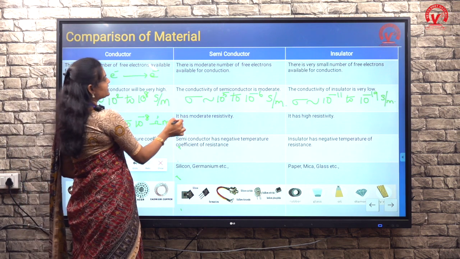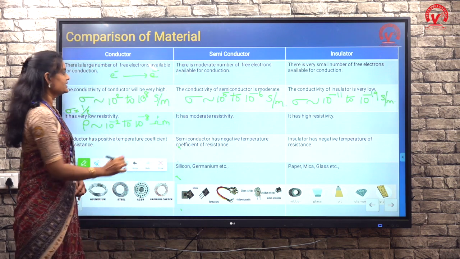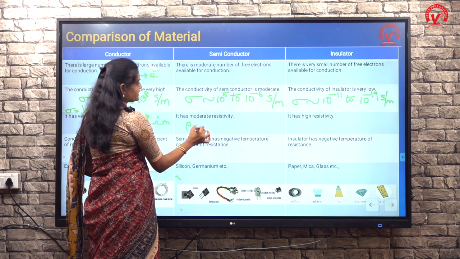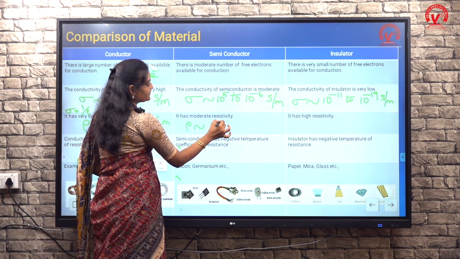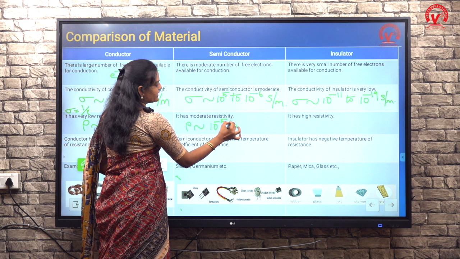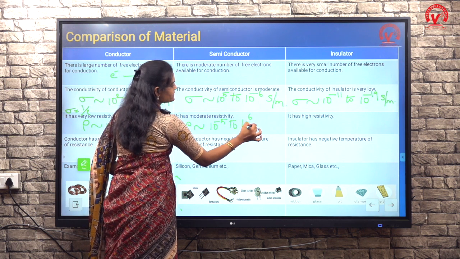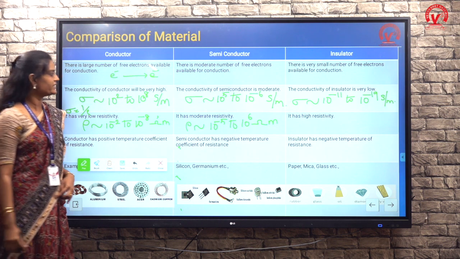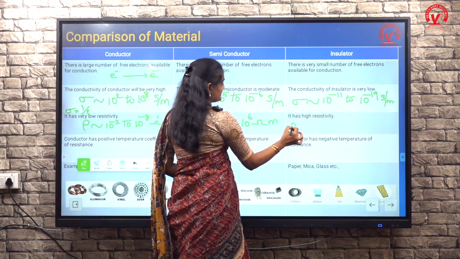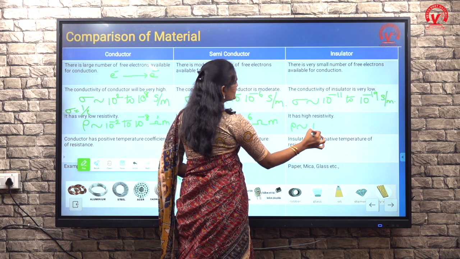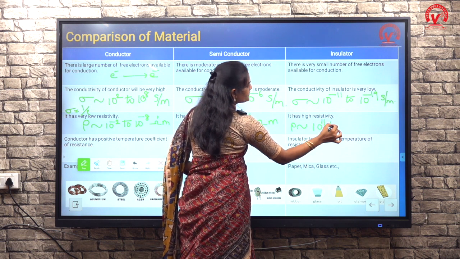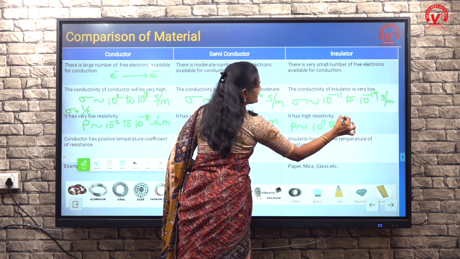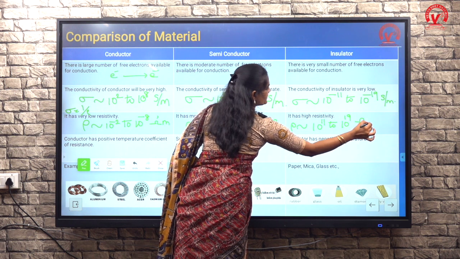And in the semiconductor the resistivity is approximately 10 power minus 5 to 10 power 6 ohm meter. And for the insulator the resistivity is approximately equal to 10 power 11 to 10 power 19 ohm meter.